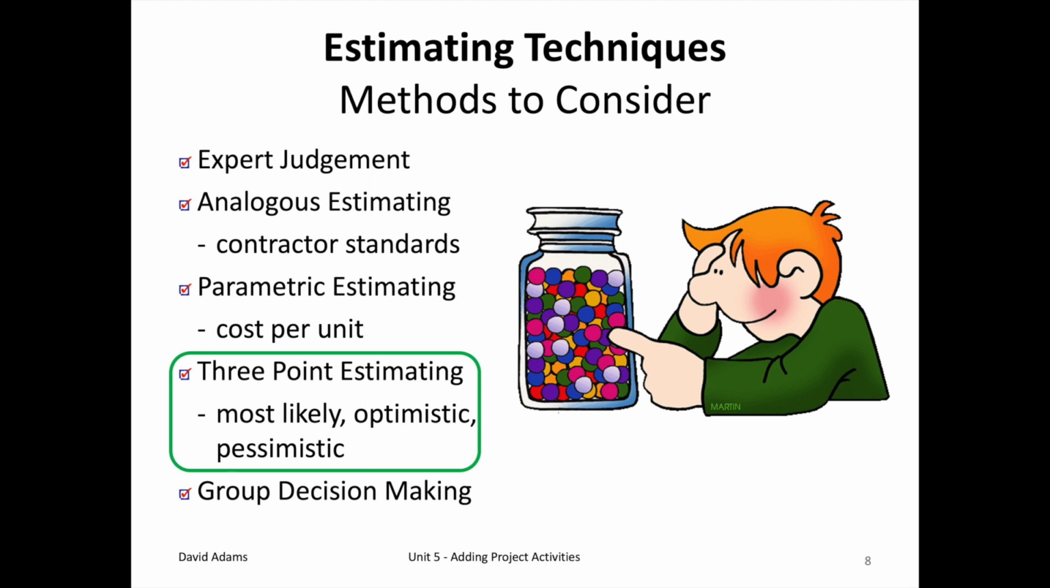In project management, there are multiple methods to consider for estimating. There's expert judgment, analogous, which is a contractor standards. There's parametric estimating, something like a cost per unit. Something called 3-point estimating, or PERT, which is the most likely, optimistic, and pessimistic estimates, and then group decision making. What we're going to do here is look at the 3-point estimating to determine which one of our suppliers will be chosen.